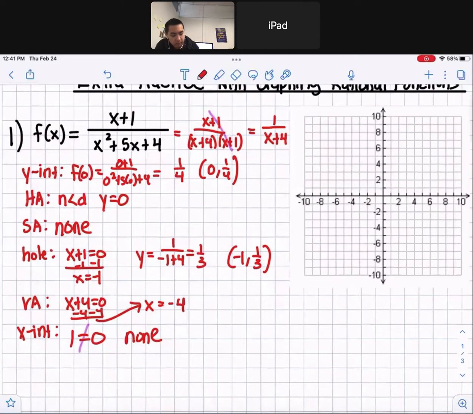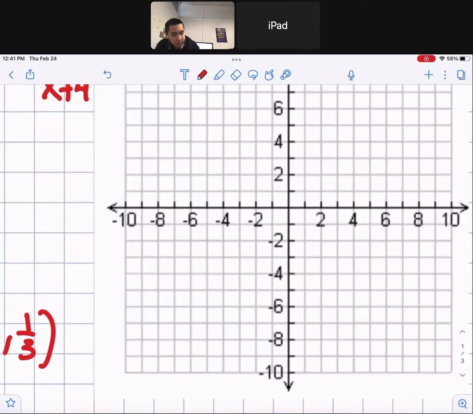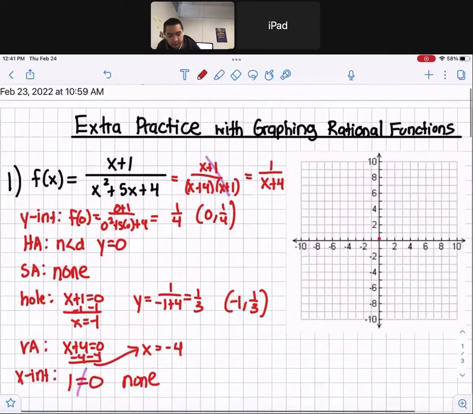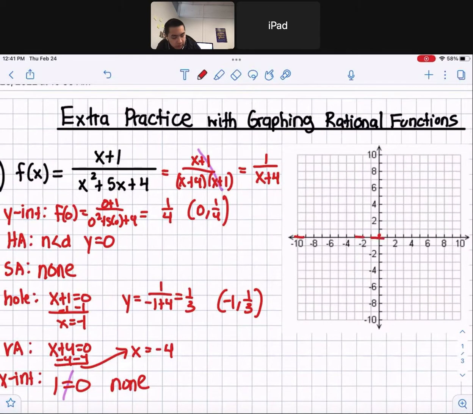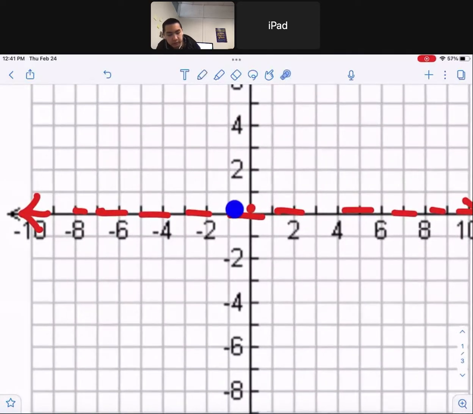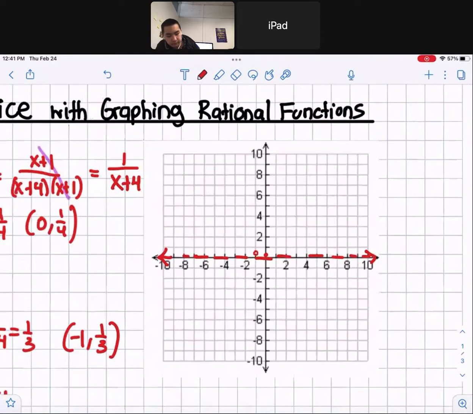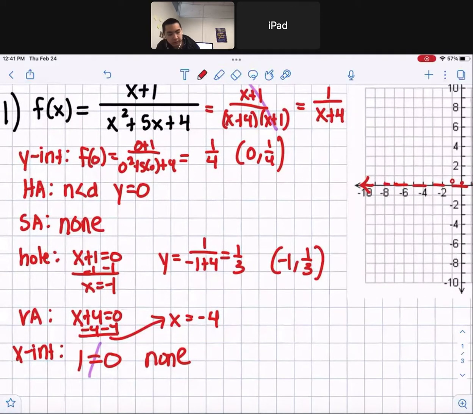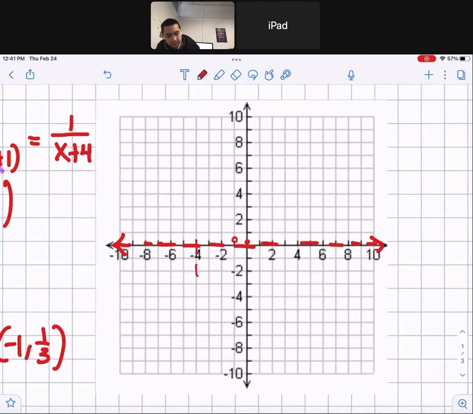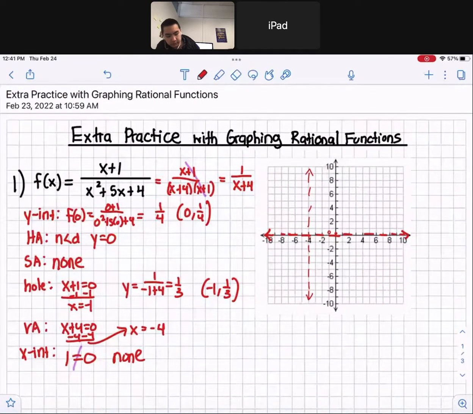Now when you graph this all, 0 comma 1/4 is just right there, just a little bit above the line y equals 0, the x-axis. Horizontal asymptote at y equals 0, so there's a dotted line at y equals 0. Slant asymptote's done. Our hole is at -1 comma 1/3, so it's somewhere like that. X equals -4 is our vertical asymptote, which is going to be right here at x equals -4. And we don't have an x-intercept.